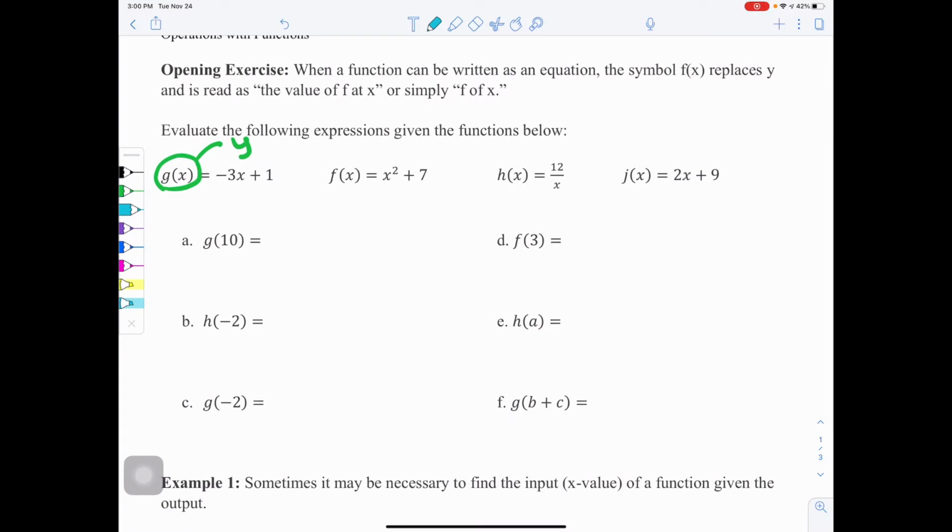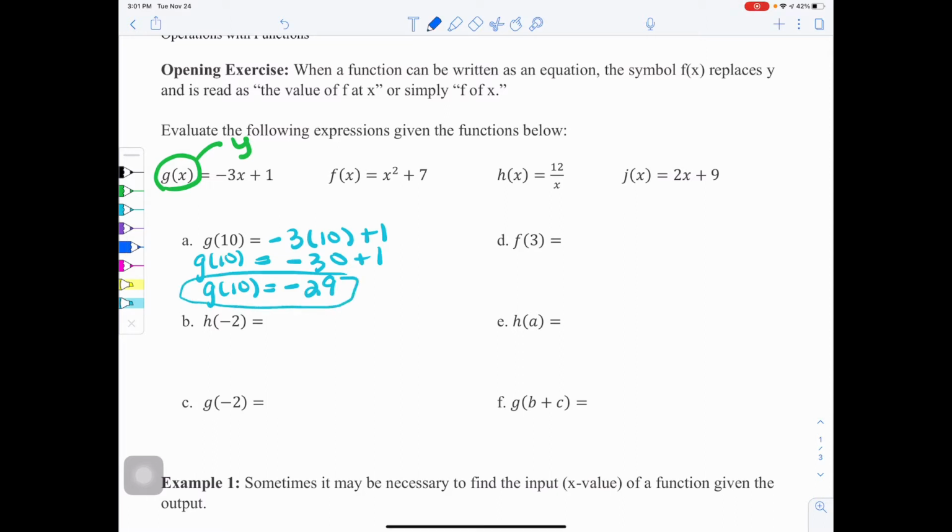Okay, in part B it says g of 10. So I'm going to look up and use my g of x function. -3 in x's place will go a 10. So that's -30 plus 1, which means g of 10 is equal to -29.